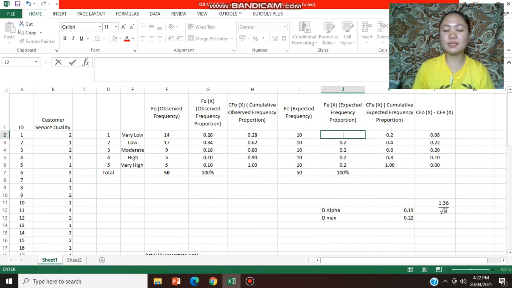Now, in getting the expected frequency proportion, mao ni ang atong buhaton. Equals kaning ato ni pinduton ning 10 divided by 50.